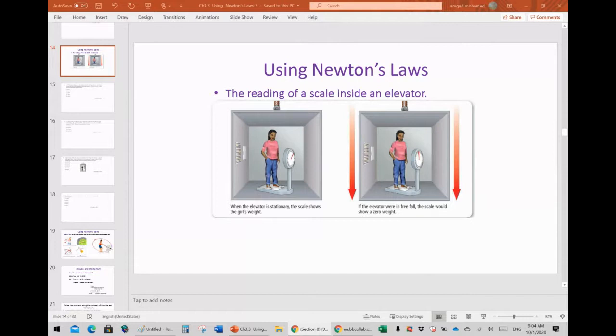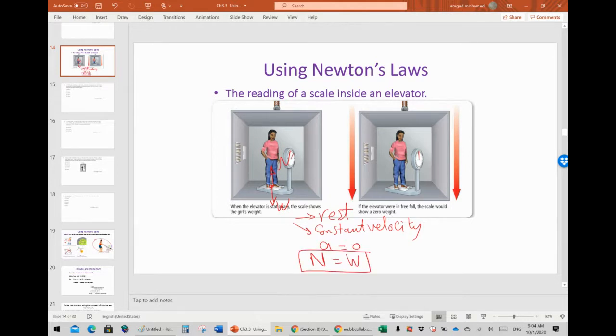So as we said before, in the elevator, if the elevator is at rest, or if the elevator moves with constant velocity, so both cases mean that the acceleration is zero. And in this case, the weight equals the normal force. So the scale inside the elevator will give you the true or the actual reading.